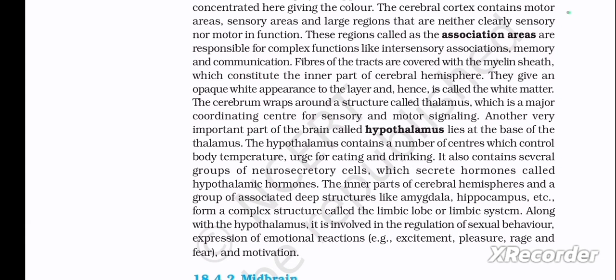The cerebrum wraps around a structure called thalamus, which is a major coordinating center for sensory and motor signaling. Another very important part of the brain called hypothalamus lies at the base of the thalamus. The hypothalamus contains a number of centers which control body temperature, urge for eating and drinking. It also contains several groups of neurosecretory cells which secrete hormones called hypothalamic hormones.